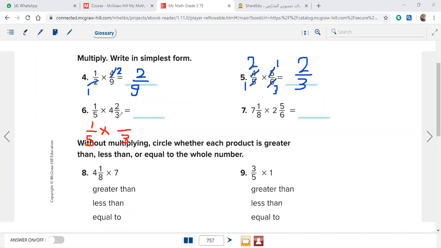By the whole number. Yes, excellent. 3 times by 4 equals 12. Then add it to the numerator. 12 plus 2 equals, yes, 14. So it will be 14 out of 3.